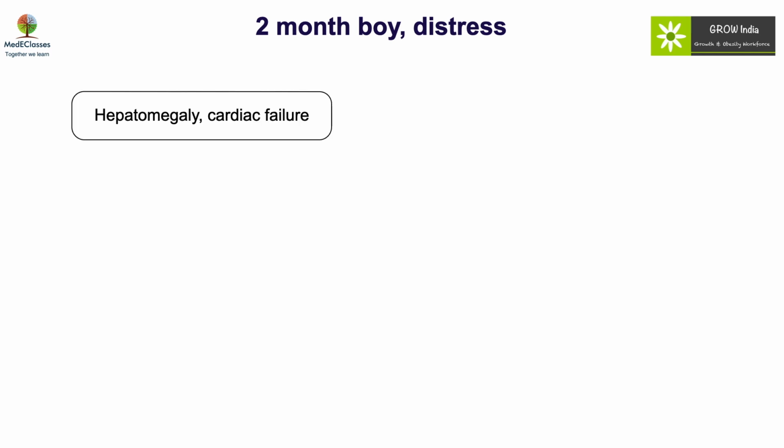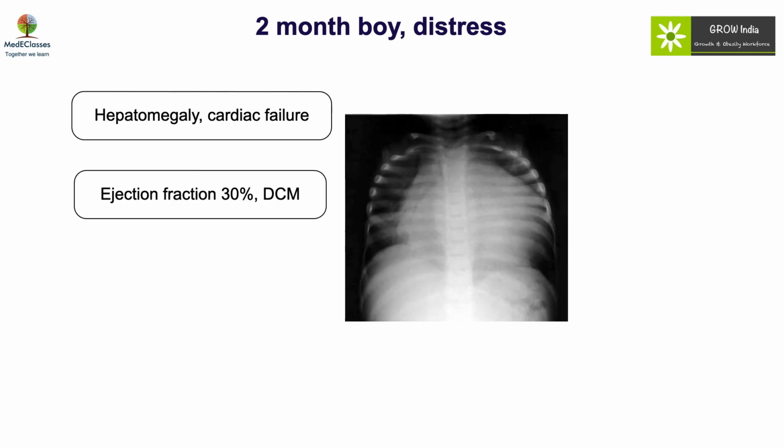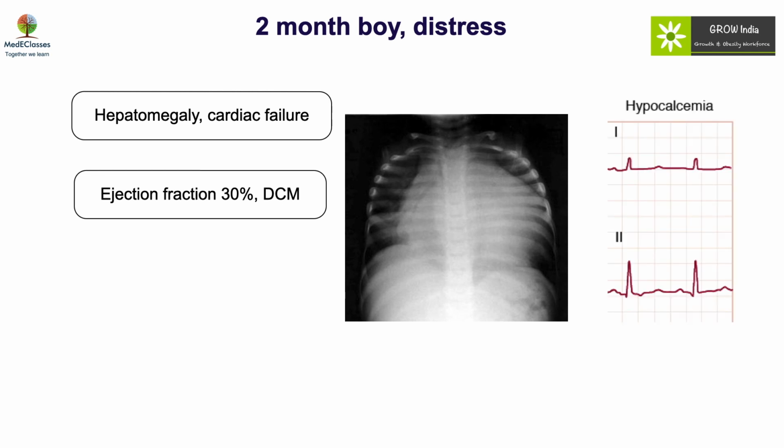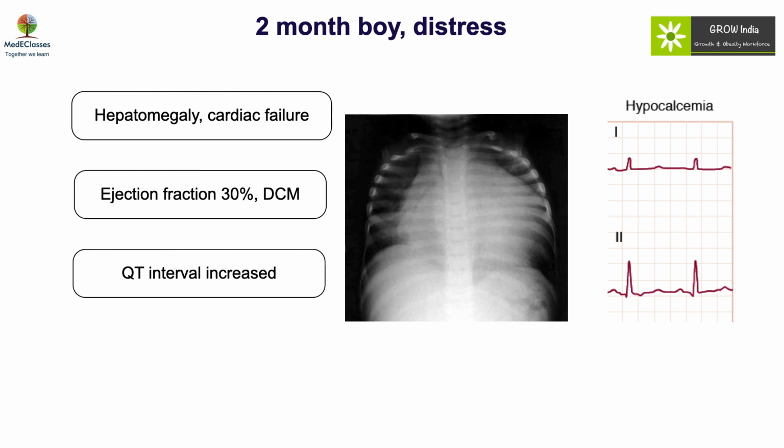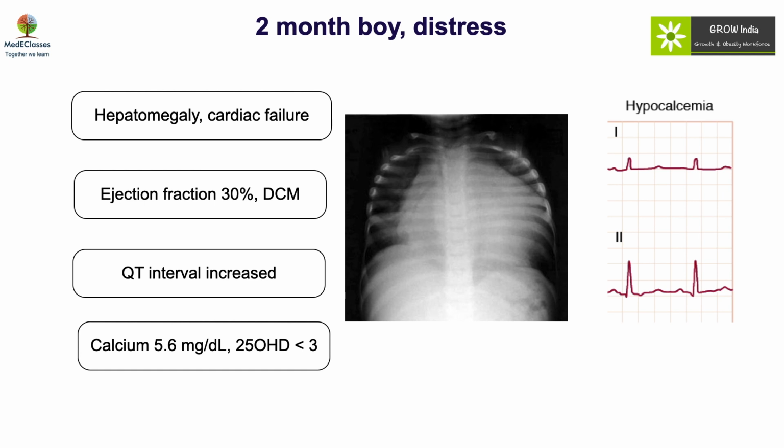This is another case which was really troublesome. This was a 2-month-old boy who was admitted around 10 to 15 years ago at AIIMS cardiology department with hepatomegaly and cardiac failure. He had a poor ejection fraction and a diagnosis of dilated cardiomyopathy was considered. He was intubated, and then somebody did an ECG from a cardiac perspective and found a QT prolongation. It was at that point of time the pediatric endocrine team was consulted, and we found that he had severe hypocalcemia due to vitamin D deficiency.